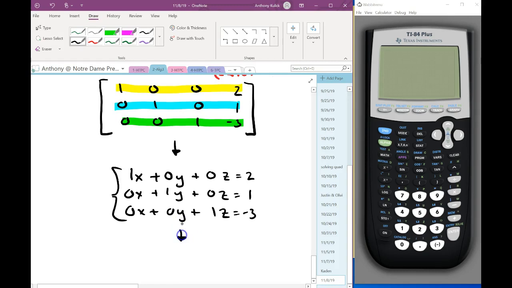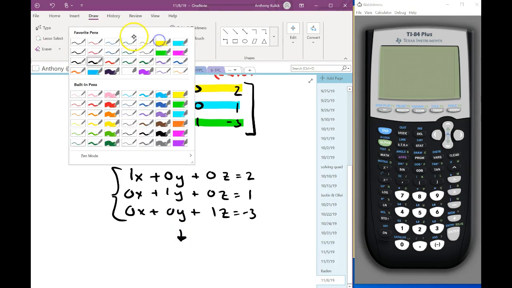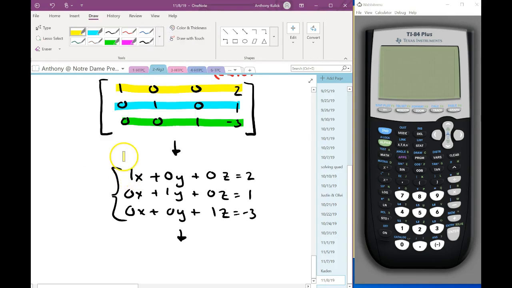And then from here, if I take this first equation, what does this really simplify down to? Just x equals 2, right? 1 times x is x. 0 times y is 0. 0 times z is 0. x plus 0 is just x. So we're just left with that.